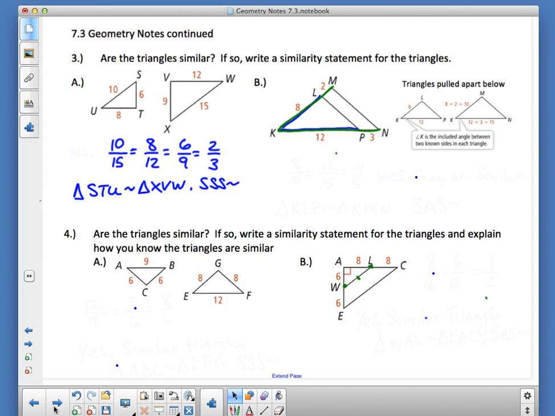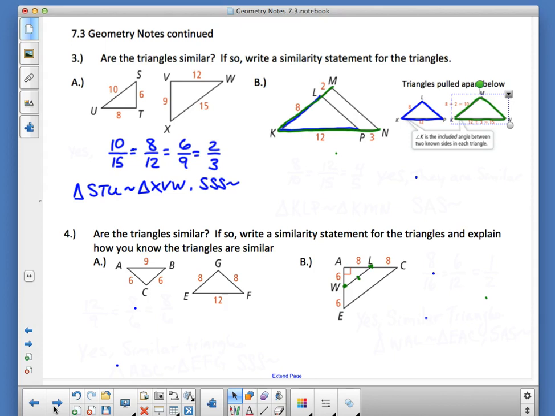Now, an example of the other one. And notice I have overlapping triangles. Matter of fact, I was so concerned with your understanding of overlapping triangles, I pulled them apart. Because we have this triangle and we have this triangle. And in the problem, they're overlapping each other, just like that. But in order for us to see it, I want you to notice that I'm just kind of pulling them apart. So I got corresponding sides.